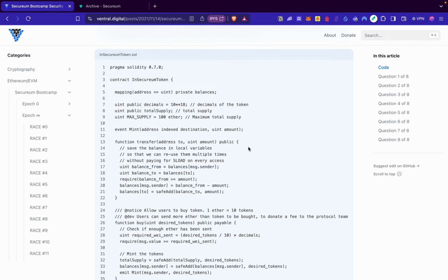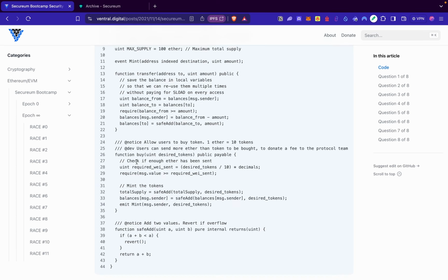Next is the transfer function. The transfer function takes in a to address and the amount. So basically the address where you want to make the transfer and the amount that you want to transfer. Then we have 3 lines of comments explaining why this snippet was written the way it is. They're saving the balance in local variables so that they don't have to pay for the SLOAD gas fee on every access. So first you store the balance of the address from which you are making the transfer. Then you store the balance of the address to which you are making the transfer. Then there's a simple check whether the sender has enough amount to send or not. And then you reduce the amount from the sender's account and you add it to the receiver's account safely.